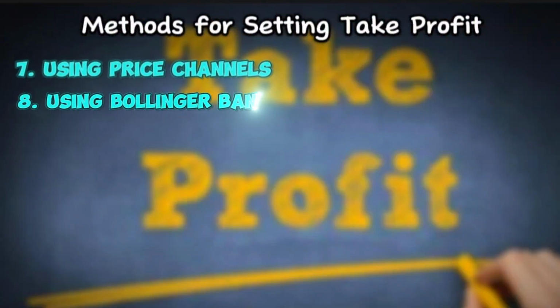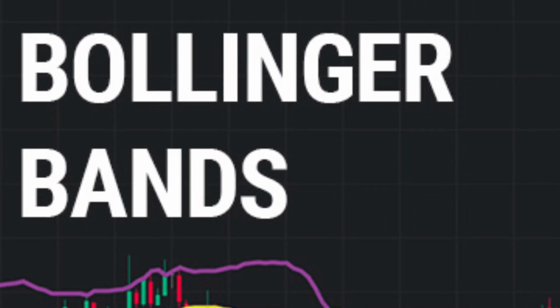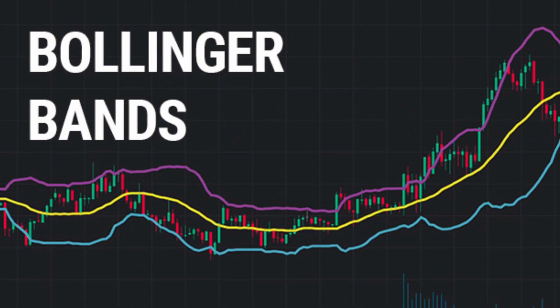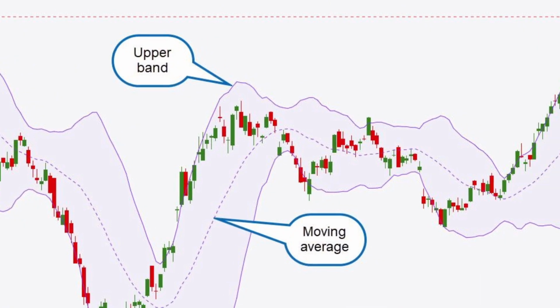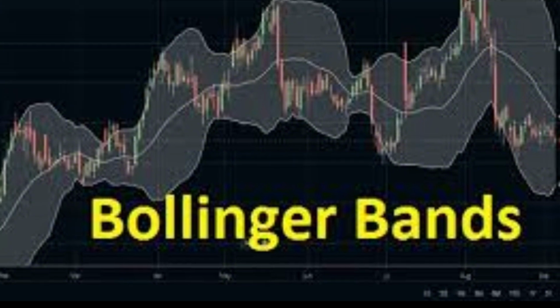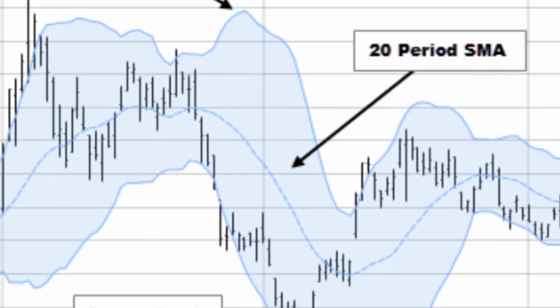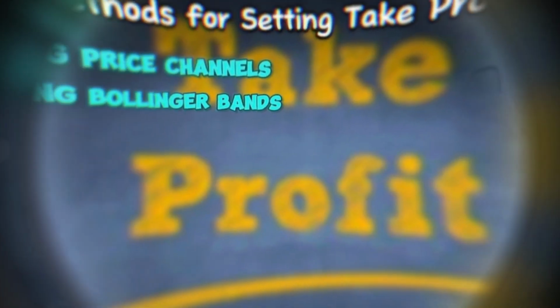8. Using Bollinger Bands. Bollinger Bands consist of a moving average with upper and lower standard deviation bands. When the price reaches the upper band, it may indicate overbought conditions, signaling traders to take profit. Conversely, reaching the lower band may indicate oversold conditions.